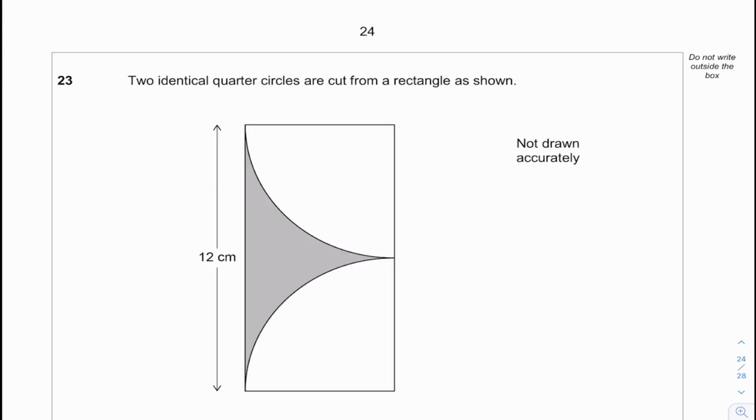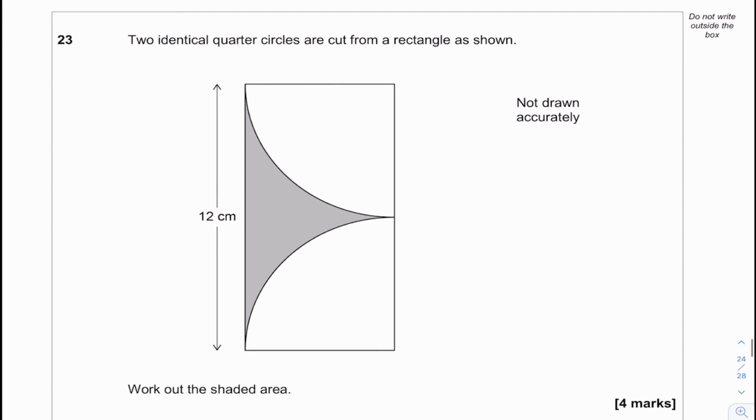For question 23, this is quite an unusual question. It's linking geometry to area of circles and so on. So what it's asking us is to work out the shaded area, which is of course this area here. And we are told that the rectangle contains 2 identical quarter circles. Okay, so these 2 circles, I'll call them 1 and 2, are both identical.